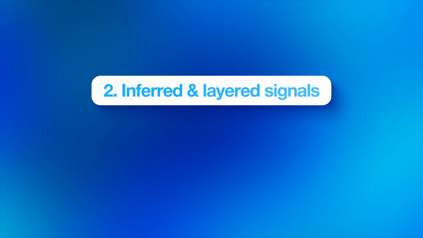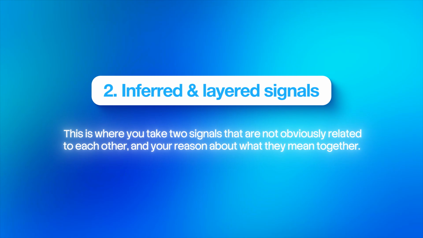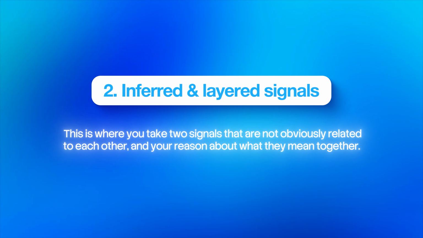The second type is inferred and layered. This is where you take two signals that are not obviously related to each other, and you reason about what they mean together. You're not reacting to an event, you're identifying a particular situation for that prospect that probably hasn't been pitched on yet. That's what creates truly one-to-one copy, not merge tags, not "Hey, I see you raised Series B." We're talking about actual relevance. The reason this hasn't been scalable until now is because it requires reasoning, not just data lookups.